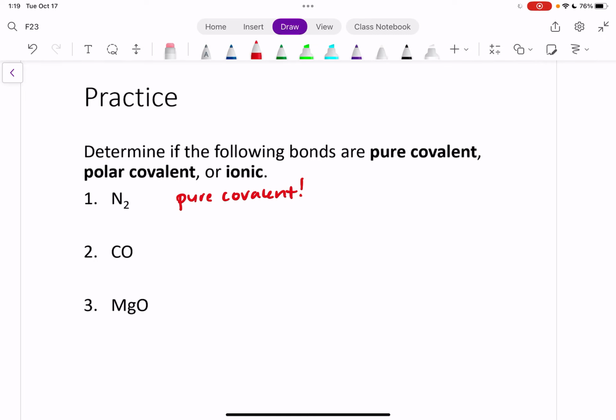All right, what about CO, carbon monoxide? Well, first off, two nonmetals, right? So we're already kind of assuming covalent. We could have done the same thing here. But is it polar or nonpolar? Well, let's think about it.